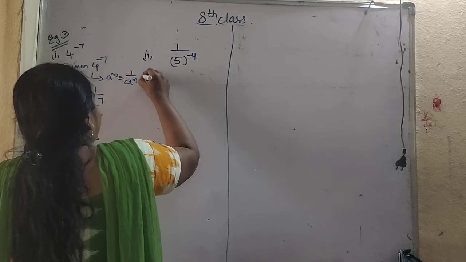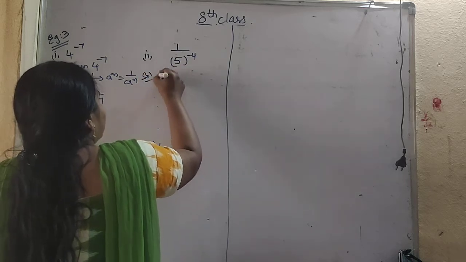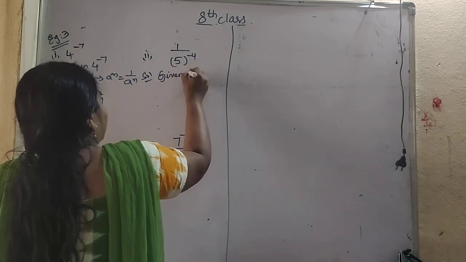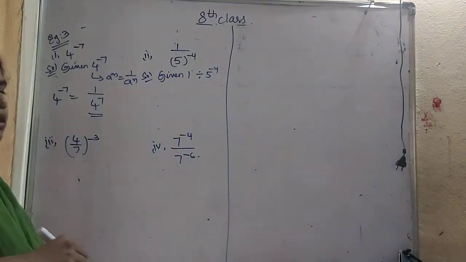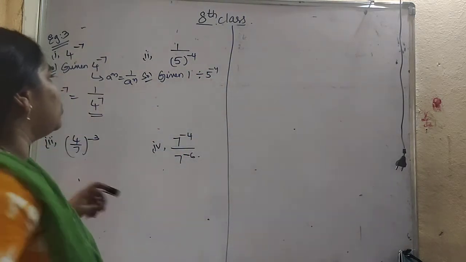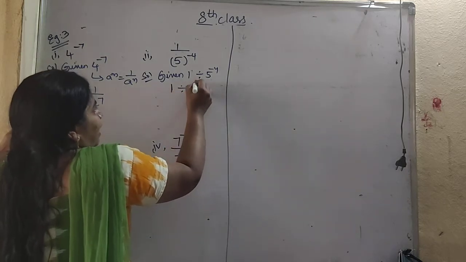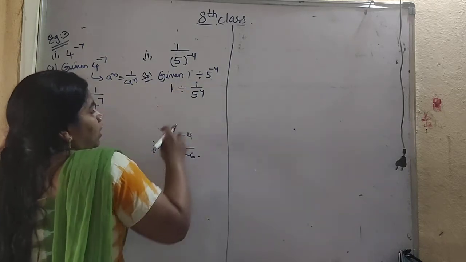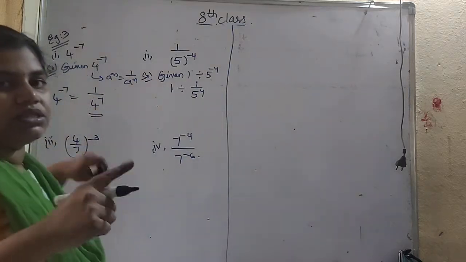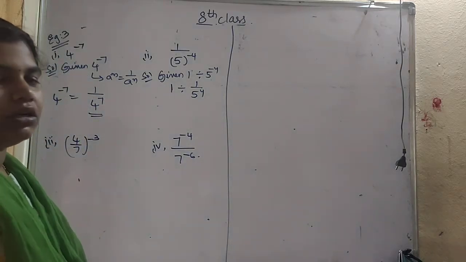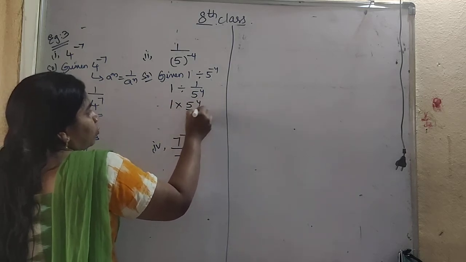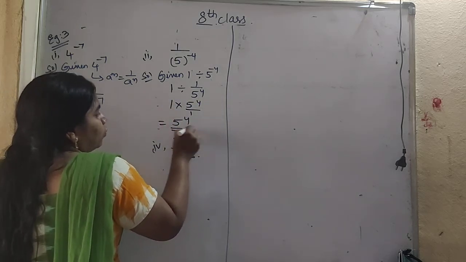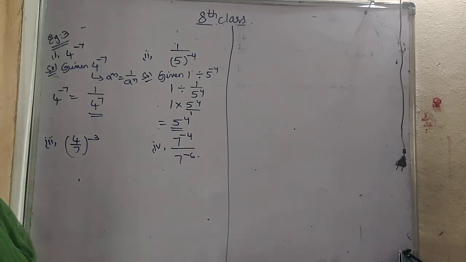Again, we already did a problem like this. Given 1 divided by 5^(-4), I am writing it. This is in the form of the same formula, so 1 divided by 1 by 5^4. How to divide two rational numbers? Division will be converted to multiplication, and the second term will be the reciprocal. So 1 into 5^4 by 1, so it will be 5^4. So the power has been converted to positive.